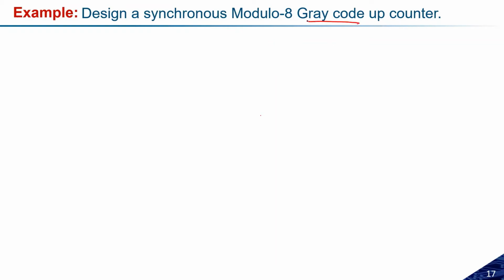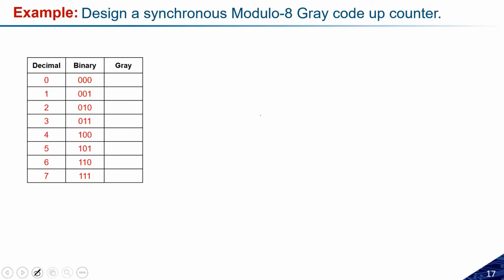But if I have to make the gray code counter, then how is it possible? Let us try to understand this one, because the gray code is something different from the binary one. Suppose I have decimal digits from 0 to 7. To make it modulus 8, a mod 8 counter is possible from 0 to 7. If the sequence is from 0 to 7, this is a mod 8 counter. The binary equivalent of all these decimals is 000 to 111. But if I want to make the gray code of all these, what will the gray code look like?